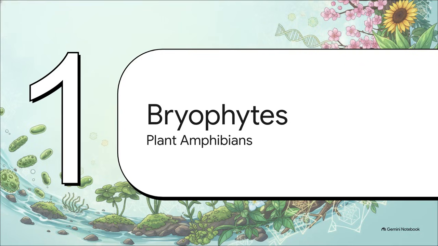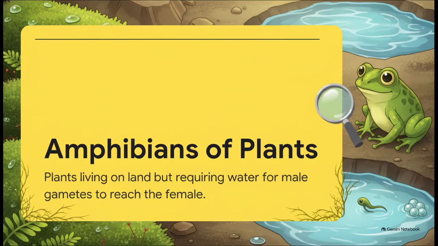Moving on to Section 3, Bryophytes, the amphibians of the plant kingdom. This is where we take our very first brave step out of the water. Now, bryophytes are called the amphibians of the plant kingdom for a very specific, absolutely crucial reason. Although they technically live on solid land, their motile male gametes still require liquid water to swim.